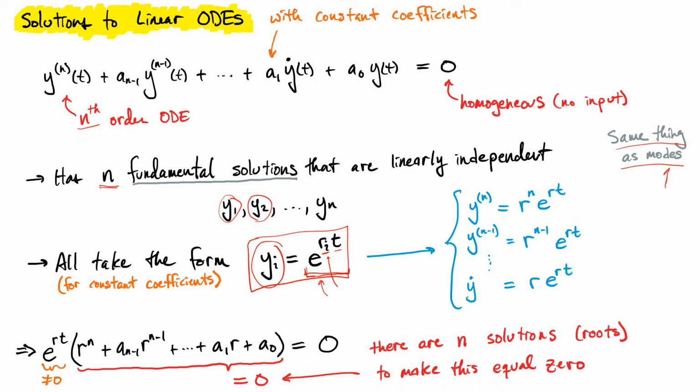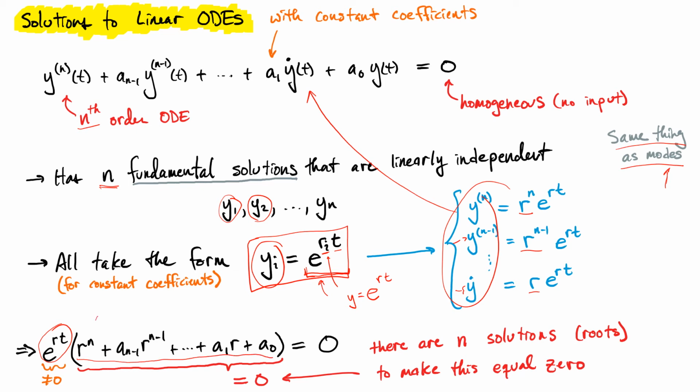Why do we know that there's n? One of the ways to see that is to substitute. Let's take one that looks like e to the rt, that's y. Then we figure out what y dot is, and what y double dot is, and what the nth derivative is. You'll see that you just get increasing powers of r. When we plug all of these into this differential equation, they all have this exponential in common, and then you get this whole polynomial in r.